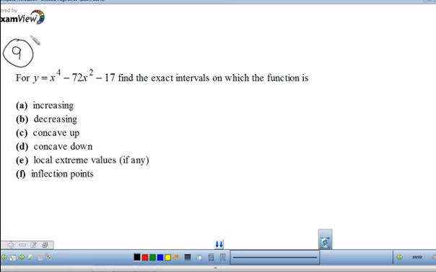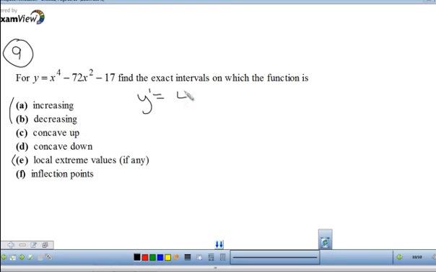Okay, for number 9, we want to find the exact intervals on which the function is increasing, decreasing, concave up, concave down, local extrema, and inflection points. First thing we're going to do is take the derivative. We need to find our critical points to find the increasing and decreasing intervals and the local extrema.